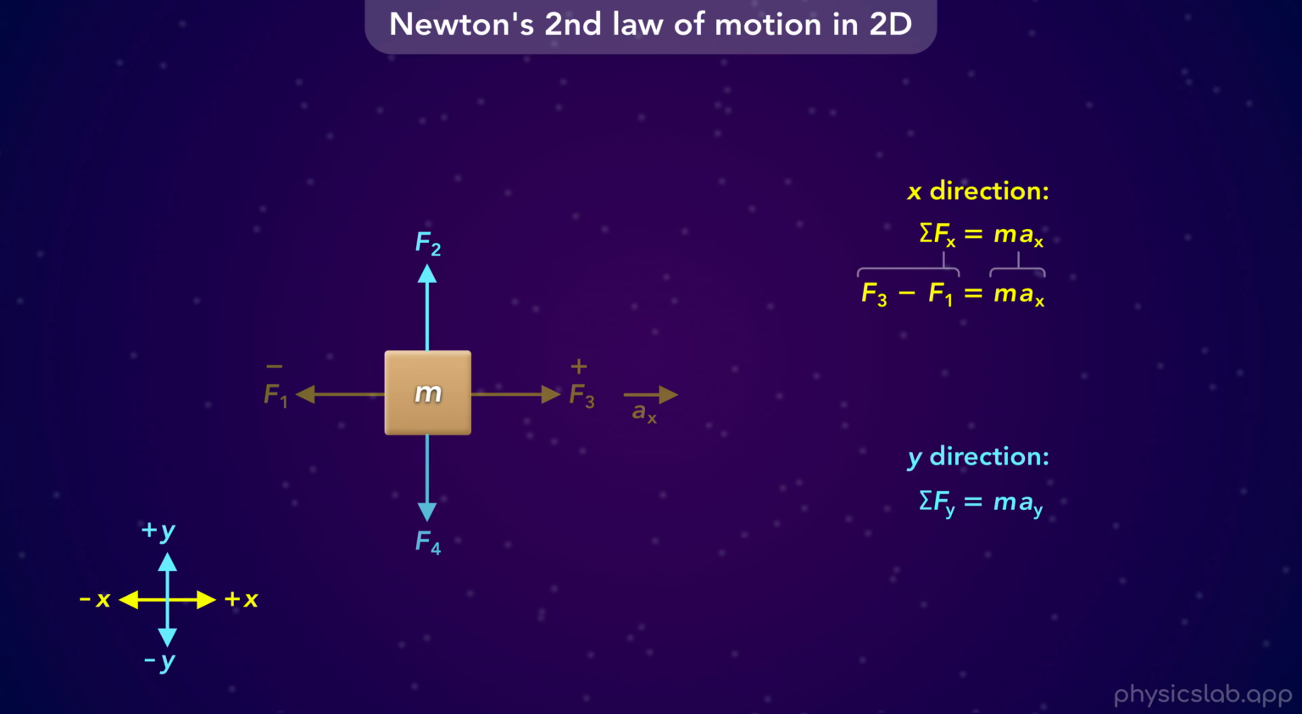For the y direction, F2 is pointing up, which is the positive y direction, so F2 is positive. F4 is pointing down in the negative y direction, so F4 is negative. So the net force in the y direction is positive F2 plus negative F4. We can also write this as negative F4 plus positive F2, or just F2 minus F4. That's the net force in the y direction, which is equal to the mass times the acceleration in the y direction.